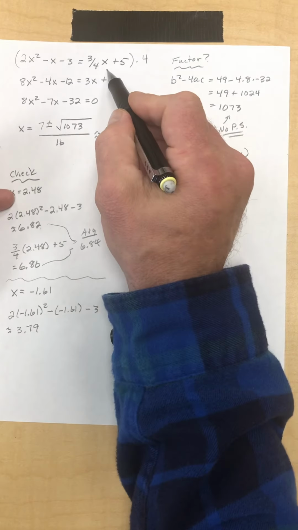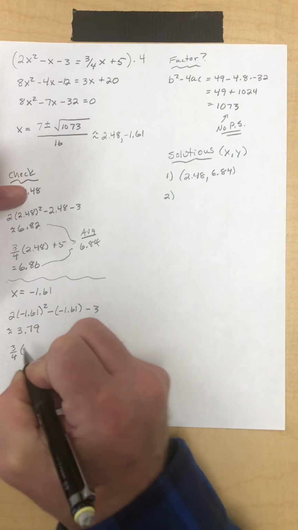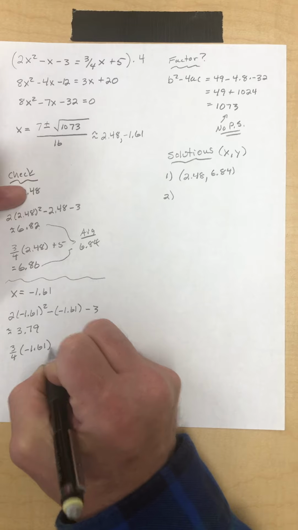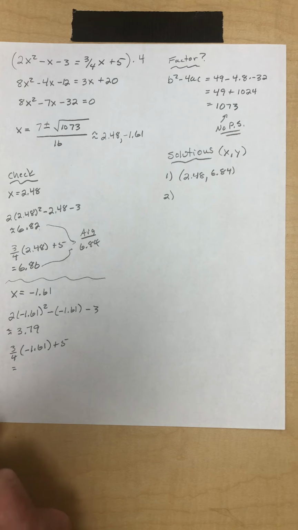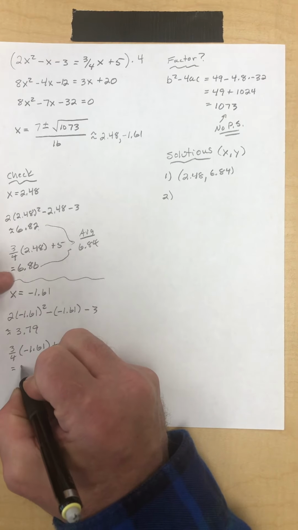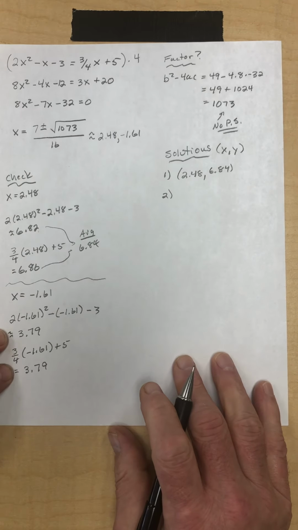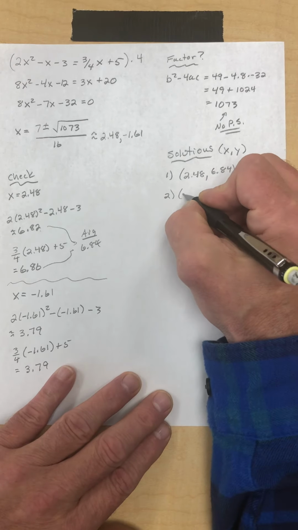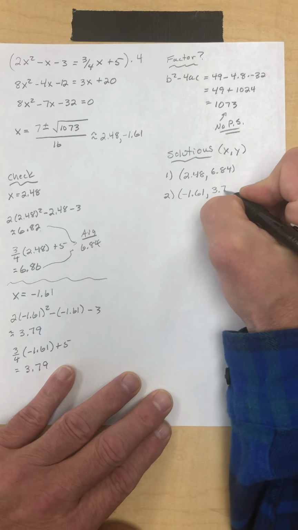Let's check, make sure I get something comparable over here. So we go 3/4 times negative 1.61 and then add 5. And let's see what happens. 3/4 times negative 1.61 and then add 5. I'm getting, when I round off, 3.79. So we should feel pretty good about that. Now, they come out exactly the same. So my other solution is approximately x equals negative 1.61, and it gives us a y coordinate of about 3.79.